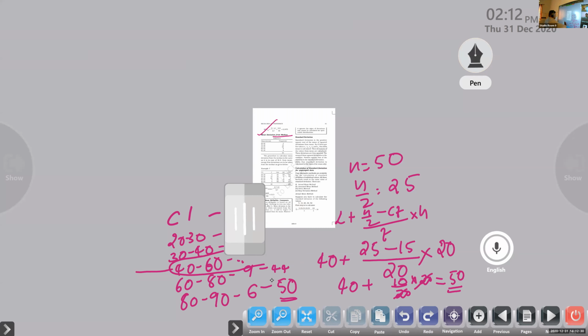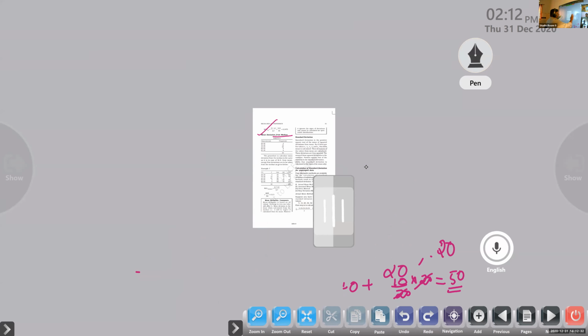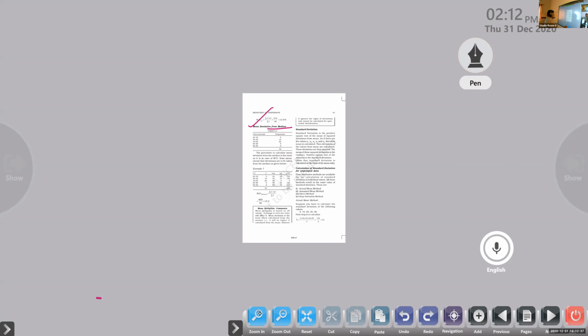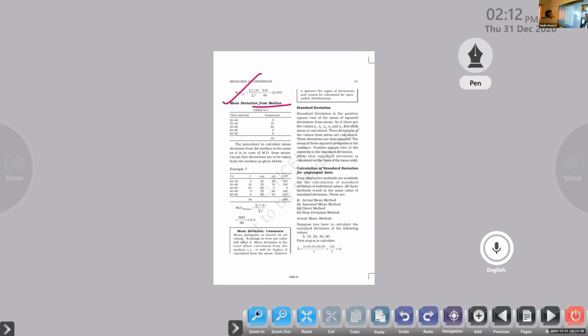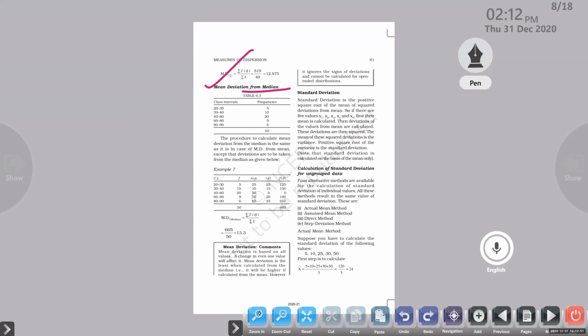Now apply this median to find the absolute value for the deviation. We already got 50, right? Now midpoints, we calculated the midpoints there. 20 plus 30 divided by 2, 25. 30 plus 40 divided by 2, 35. 40 plus 60, 100 divided by 2, 50. 60 plus 80, 140 divided by 2, that is 70. Like that, 25, 35, 50, 70, and 85. Midpoints we got already.